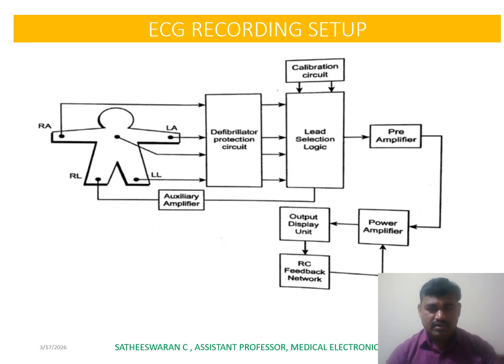Then the output display unit. Here a CRO or paper chart recorder is used as the output unit. Generally a paper chart recorder is used, and a pen motor is used in this recorder. The paper speed is 25 mm per second in the US manufacturing system. The paper speed is 50 mm per second in European ECG nations.